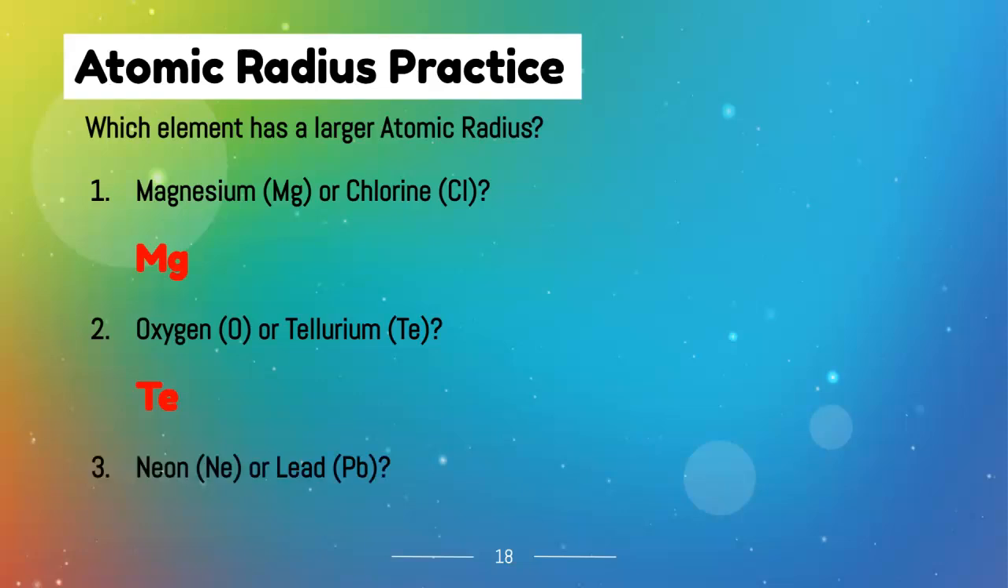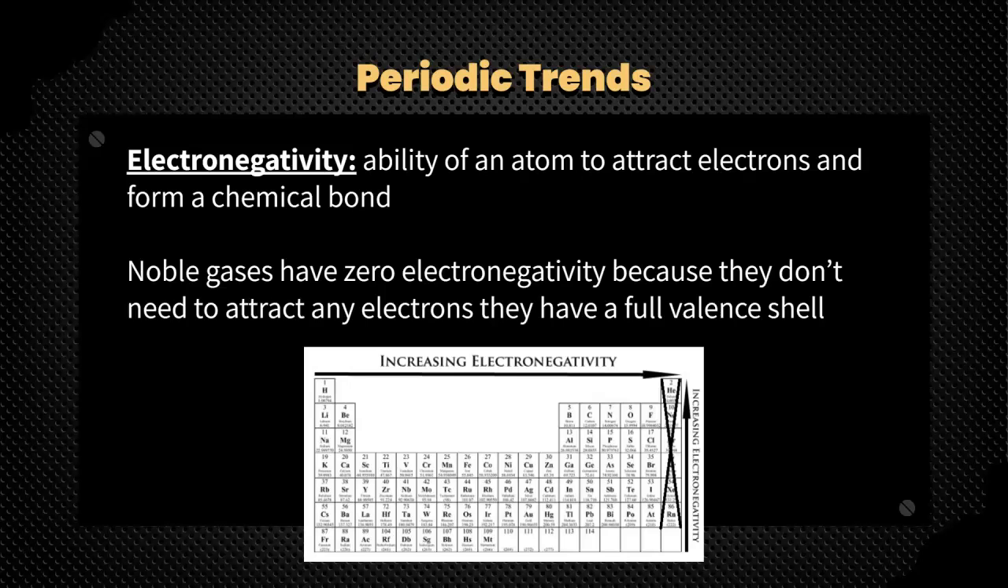Neon or lead? Lead. It's farther down on the periodic table and also more to the left. Next, we have electronegativity, which is the ability of an atom to attract electrons and form a chemical bond. Notice that the arrows for this are the exact opposite of atomic radius.